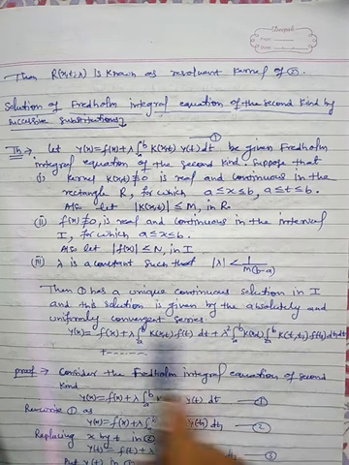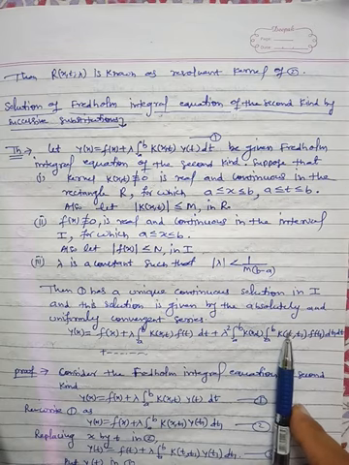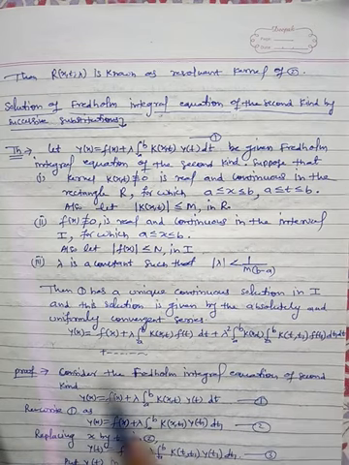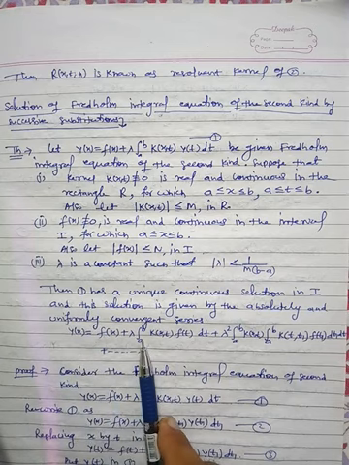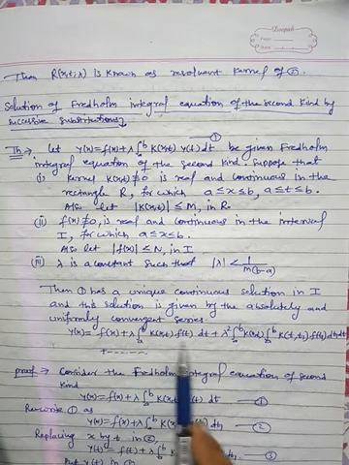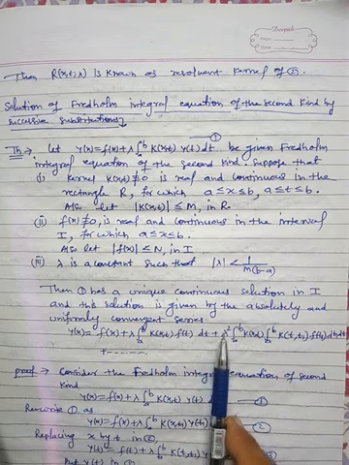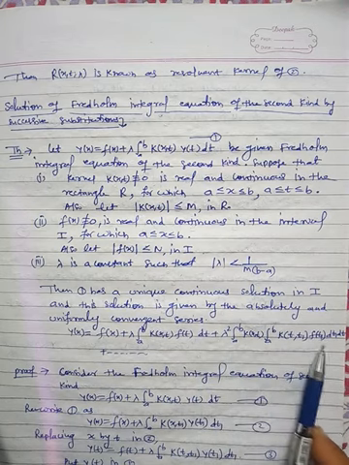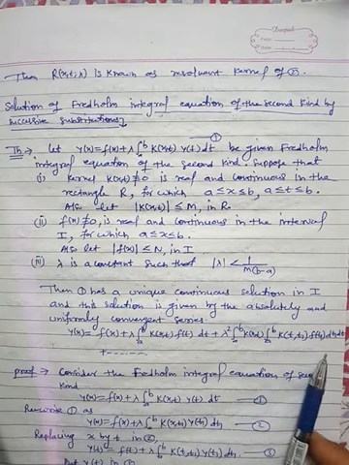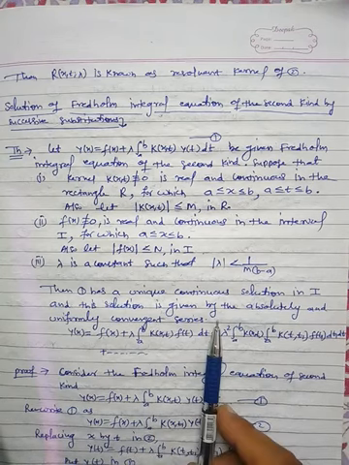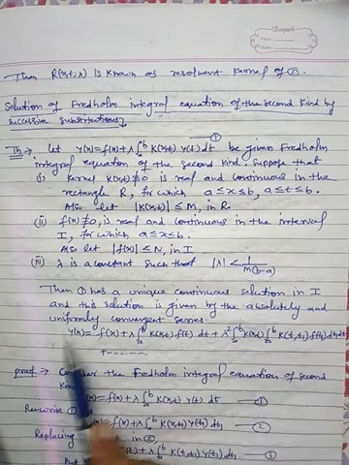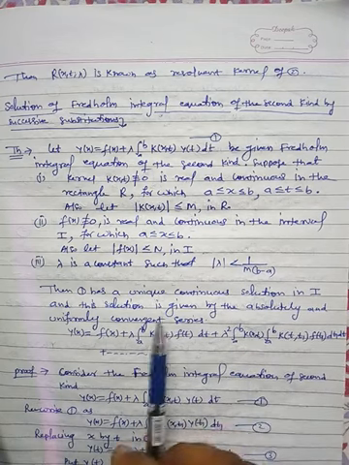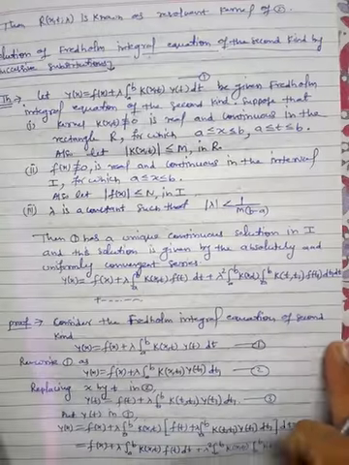is given by this series. So this is given by this series: y of x is equal to f of x plus lambda integral a to b K(x,t) f(t) dt plus lambda square integral a to b K(x,t) integral a to b K(t,t1) f(t1) dt1 dt, and so on. This series is an absolutely and uniformly convergent series. Fine. So now we have to prove this. So let us see how to prove this.